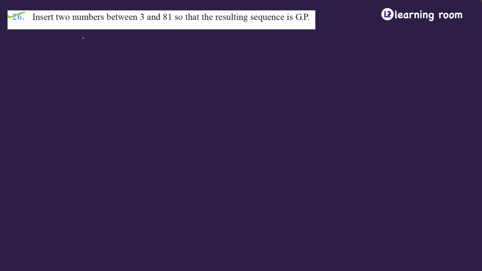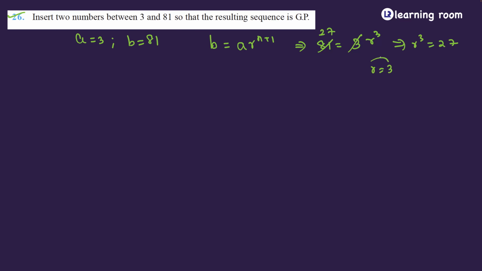So the first number here is 3 and B is 81, right? So we know that B is equal to A into R power n plus 1, right? So which implies 81 is equal to 3 into R power n plus 1, which is going to be 3. So 3 will cancel into 81 27 times, which implies R cube is equal to 27 and R is going to be equal to 3.